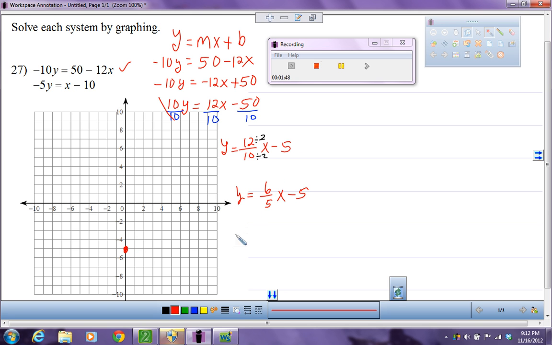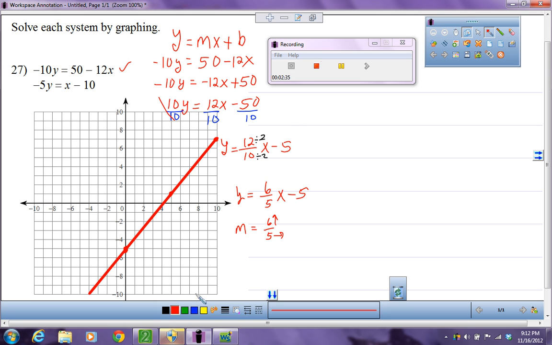And our slope is 6 over 5, which happens to be our change of y is positive, so that's up. Our change of x is positive, so that's to the right. We can connect our dots, our points. Something like that.